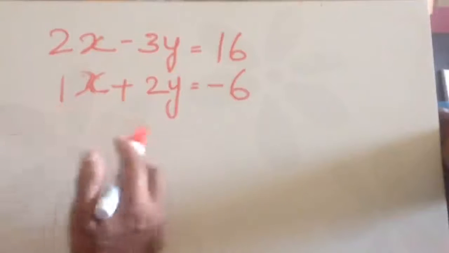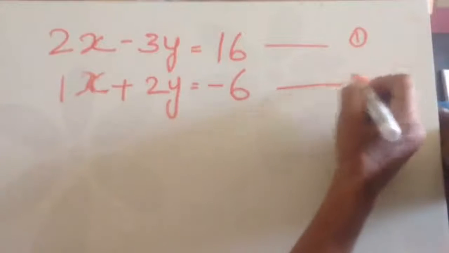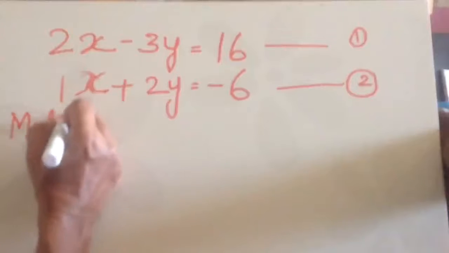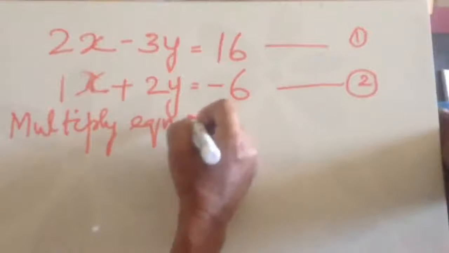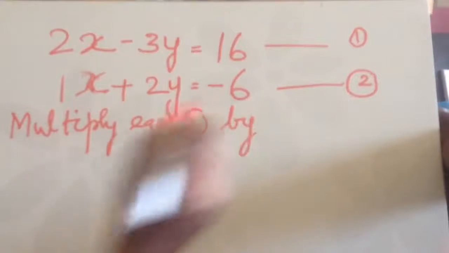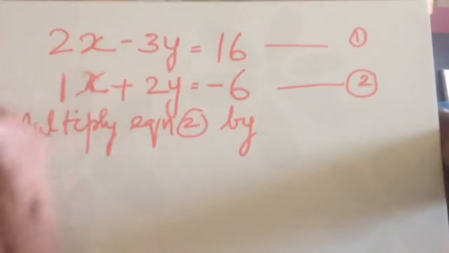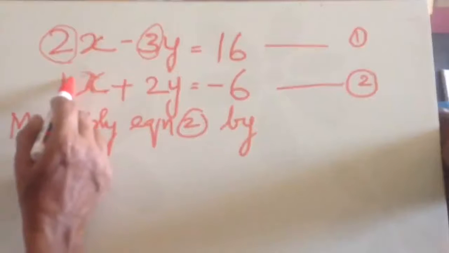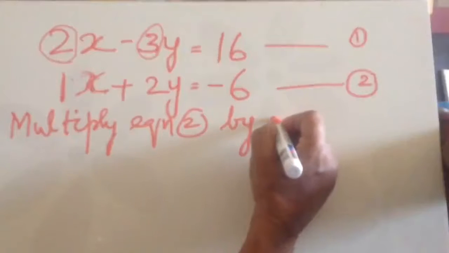So what we can do is, first we shall name this as equation 1 and this as equation 2. Now let us multiply equation 2 by a number, because you want the same coefficient so that we can subtract and eliminate it. This is the coefficient of x, this is the coefficient of y. The coefficient of x should also be 2 here. So what should you do? You should multiply it by the number 2.